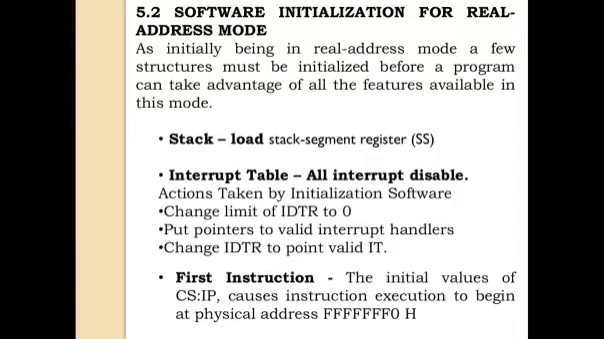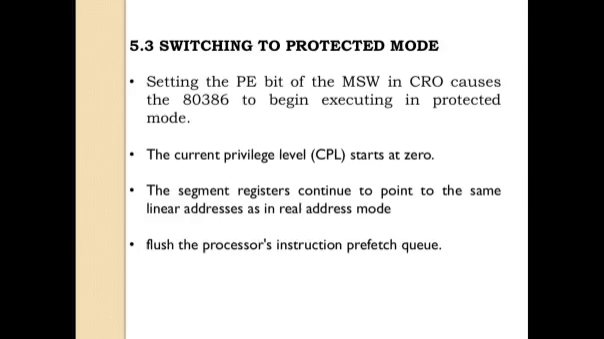Near forms of the control transfer instructions may be used to pass control to other addresses in the upper 64 kilobytes of the address space. So this is the initialization required after reset in real address mode. Now from real address mode we can switch to protected mode. While switching to protected mode, we need to check some CPL values, the privilege value, and some bit values, and after that we can switch to protected mode.